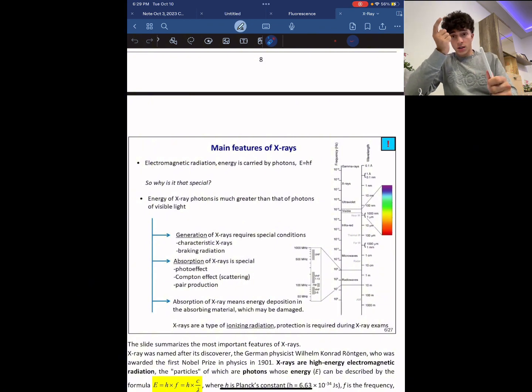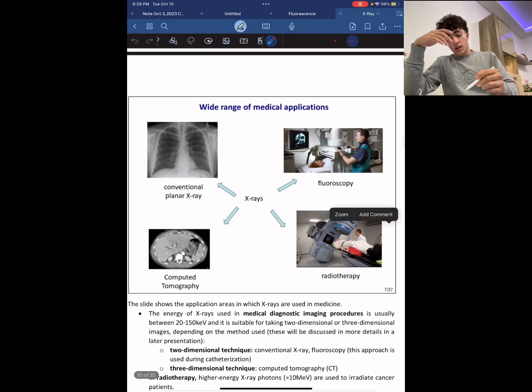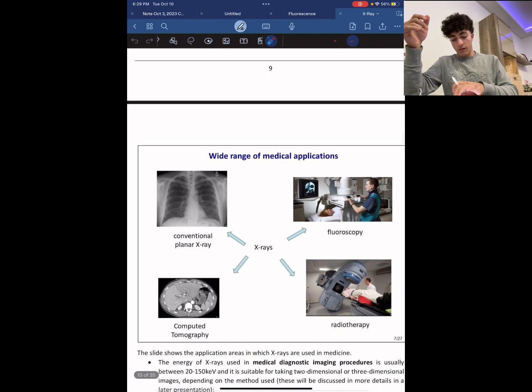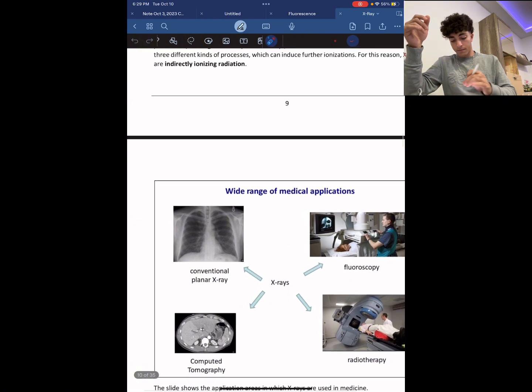Now, for an X-ray, there's the generation process, and there's the absorption process, okay? In the generation process, there's two types, characteristic and breaking. I'm going to explain all of them. I'm just showing you how this lesson is going to go. And we have absorption. There's 3 types of absorption: photoelectric effect, Compton effect, and pair production. Okay, so let's get right into it. This is just a slide showing what it can be used for, for example, computed tomography and conventional planar X-rays.